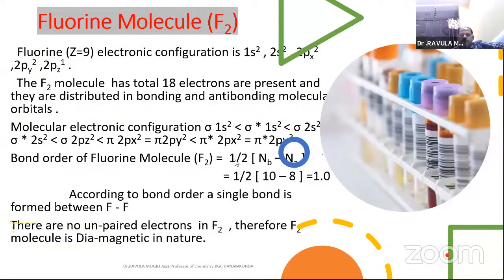So fluorine molecule, so it can be written as, so bond order is 1. It has 18 electrons. So bond order is 1. So it is diamagnetic in nature.